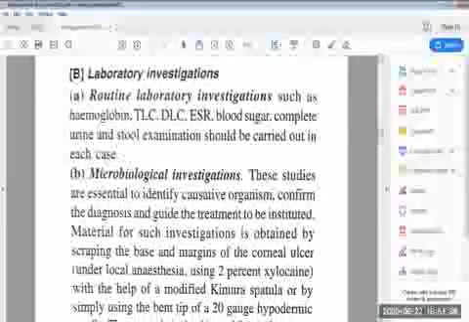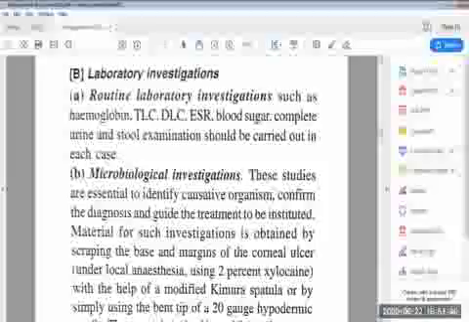First, we should do the routine laboratory investigations such as hemoglobin, total leukocyte count, differential leukocyte count, erythrocyte sedimentation rate, blood sugar level, fasting and PP. Complete urine and stool examination should be carried out in each case.